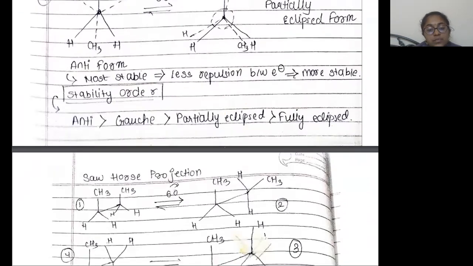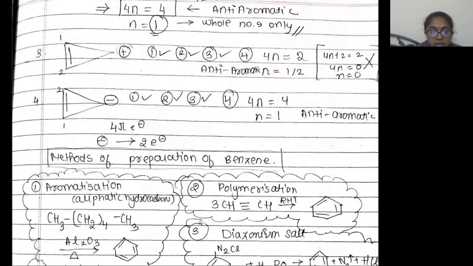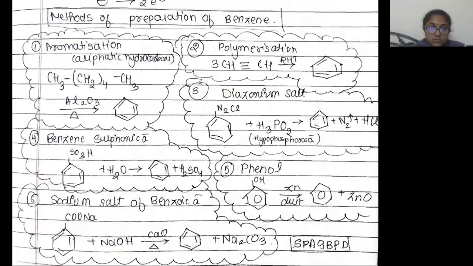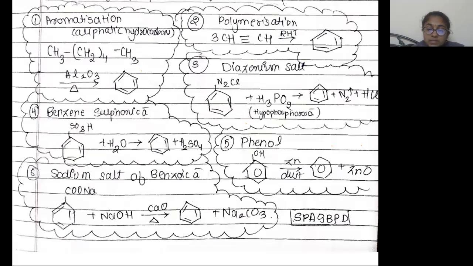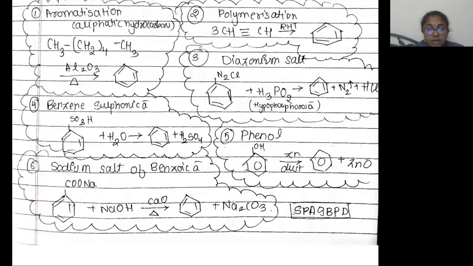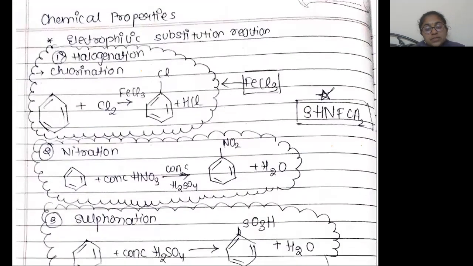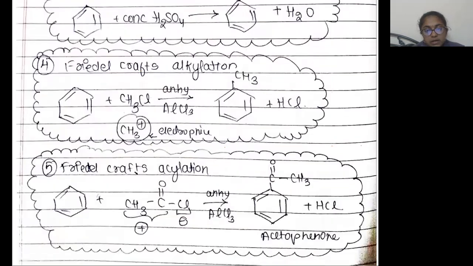And in all three, we saw the Newman projection as well as the Sawhorse projection, right? Then we saw aromatic hydrocarbons, types of aromatic hydrocarbons, aromaticity. What are the four conditions of aromaticity? Some 4 questions on the aromaticity and methods of preparation of benzene, remembering it with SPA, SBPD. And then the chemical properties of benzene or aromatic compounds.